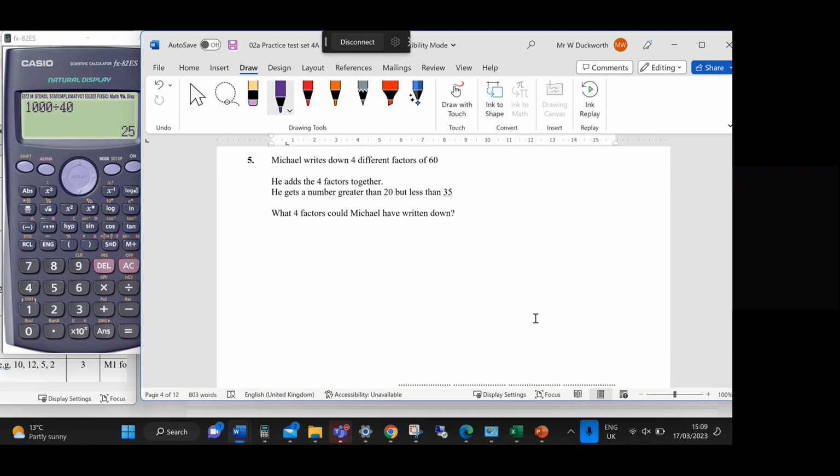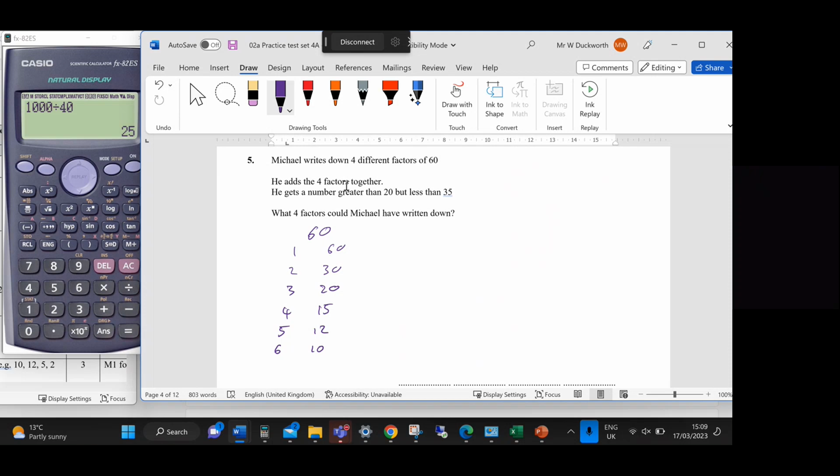So I'm going to try and keep it simple. I'm going to write down the factors of 60 as pairs. I'm going to have 1 and 60, 2 and 30, 3 and 20, 4 and 15, 5 and 12, 6 and 10, and that's all my factor pairs.